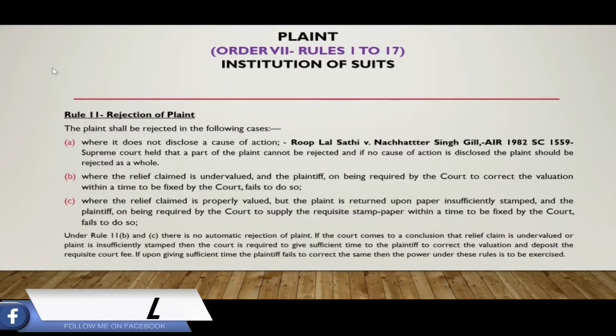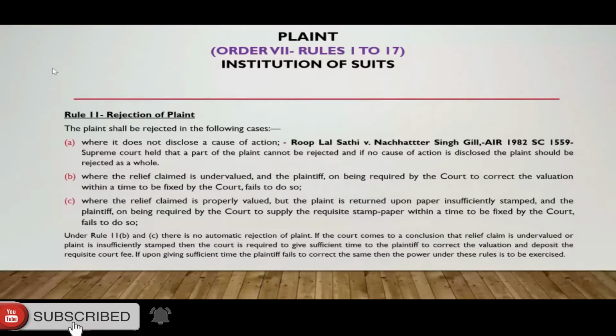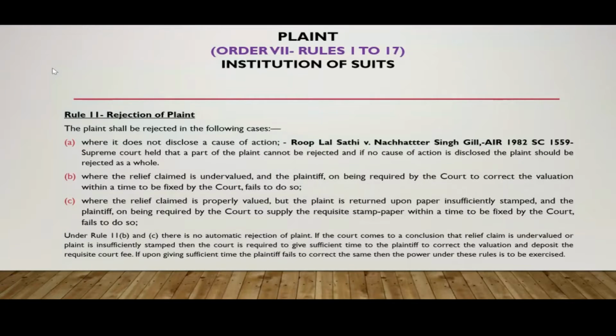And always remember that when the court returns the plaint and the party files it before the proper forum, return of plaint happens only when there is a lack of jurisdiction. Always keep that in mind. So this is a particular part of the plaint, the procedural part of the plaint. Now another issue which always comes up in the case of a plaint is rejection of plaint by the court. What is rejection of plaint?